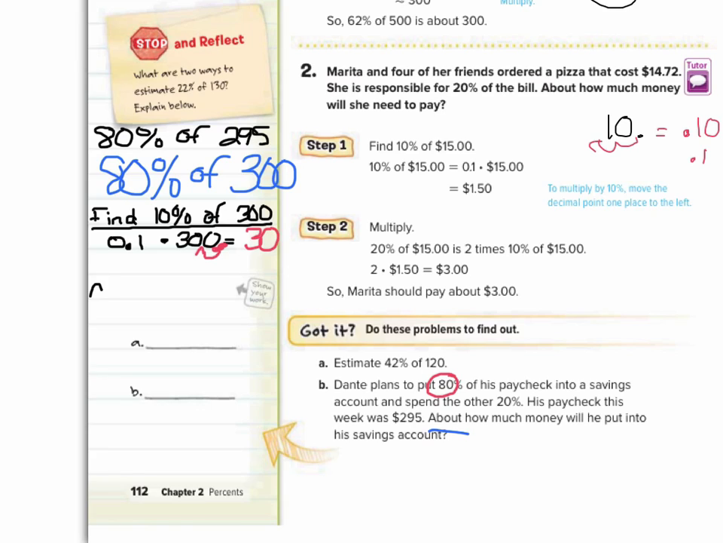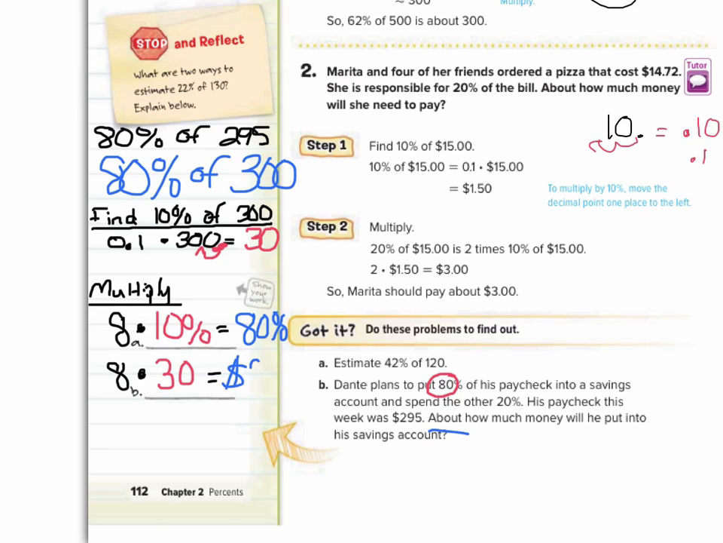Now our second step here is to multiply. Now we found 10%. And right now, if we're looking for 80%, 8 times 10% is equal to the 80%. And so if we take 8 times what we found to be 10%, which was 30, that's going to be our estimated answer of $240. And that is our answer for 80% of 300.